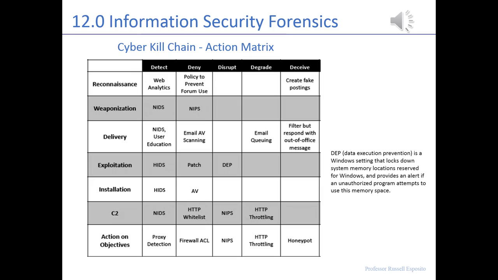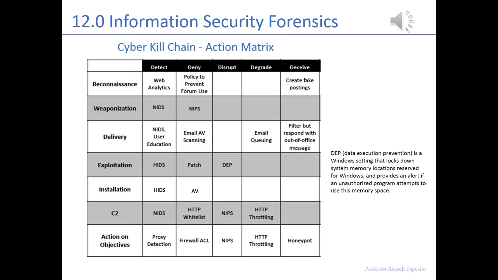Exploitation. You get to that step, you can use a host intrusion detection system. You can patch some application problem perhaps, and you can use DEP, which we didn't talk about earlier in this class, but it's worth mentioning. DEP is a Windows setting really, and it means data execution prevention. It's a Windows setting that locks down specific system memory locations that are reserved for Windows processes only. And if malware attempts to use this Windows memory, this memory allocated for Windows only, an alert will be sent that some unauthorized program is attempting to use this memory space. So that's a really good tool to disrupt and block exploitation.